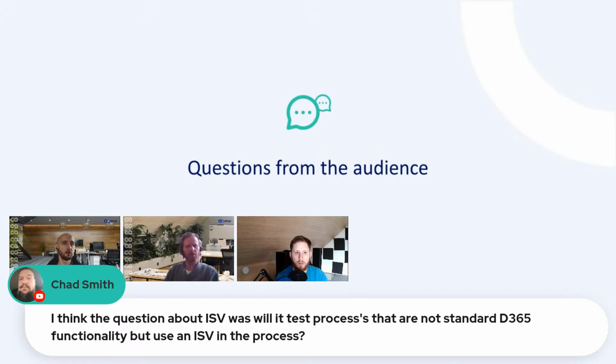This is referring back to the previous question, which I think we answered earlier, where we were talking about ISVs and the visibility. I think the question is, will it test processes that are not standard to D365 functionality, like an ISV process or something. And I think we touched on that: yes, if it's web-based, Executive Automats can reach out to it and test it, as we had mentioned.